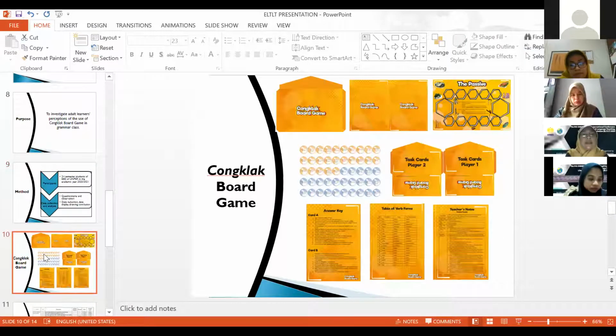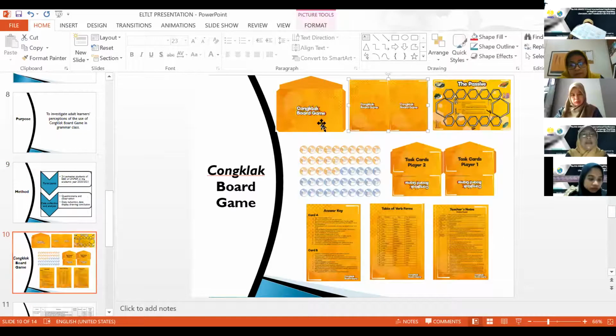So this is more or less the Chongklak board game that I developed. As you can see here, it consists of the board, which I designed in such a way into something like this. And then I replaced the seeds in Chongklak with small cards. I also provided the answer key, the table of forms, and the teacher's note.